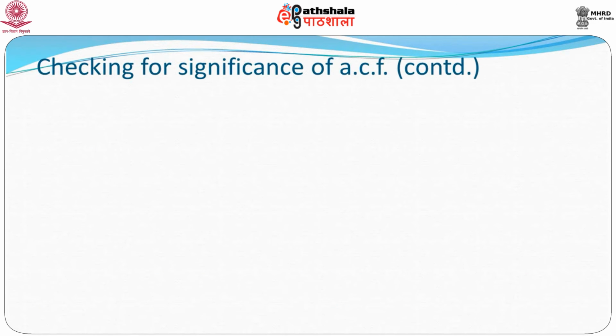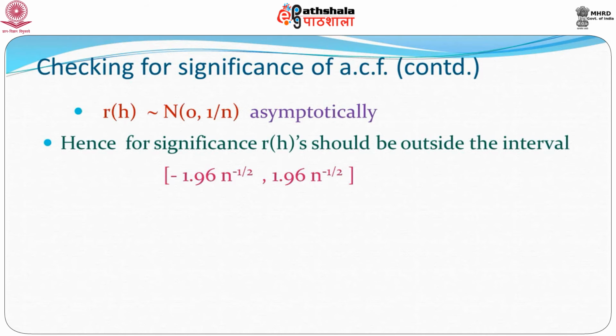Now, the r_h's are normally distributed asymptotically with mean 0 and variance 1 by n. Hence, for significance of r_h's, we would look at the interval minus 1.96 n to the power minus half and 1.96 n to the power minus half. If the r_h value is within this interval, we will say that it is insignificant and we will stop going beyond that value. But if the r_h values are outside the interval, there is some significant rho h still that we need to take care of.